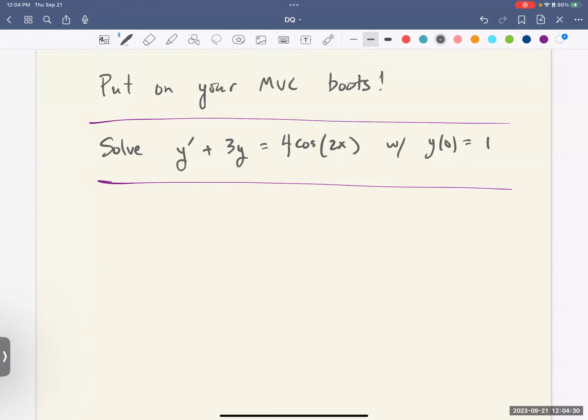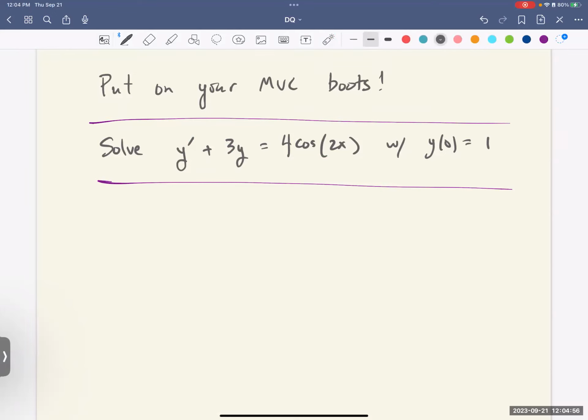Yep, put on your MUC boots. We are solving this problem with MUC. Just to be clear, it's first order because of the first derivative. That's the highest derivative. It's linear, constant coefficients, 1 and 3 on the dependent terms. And the right side is a constant or depends on the independent variable x. You could use integrating factor here. You could use MUC. It's not separable, so you're not using separation of variables.